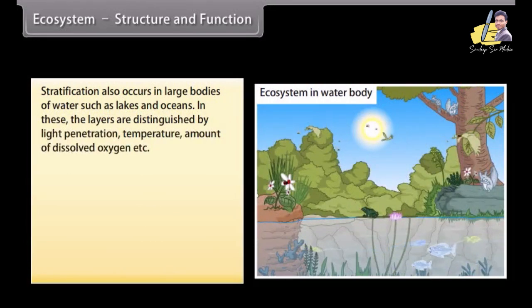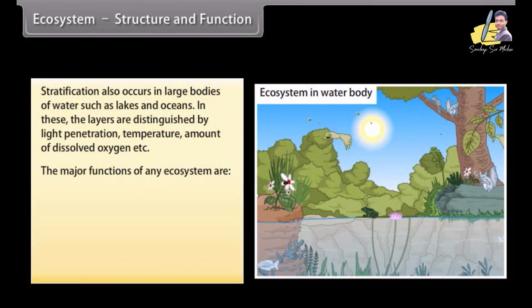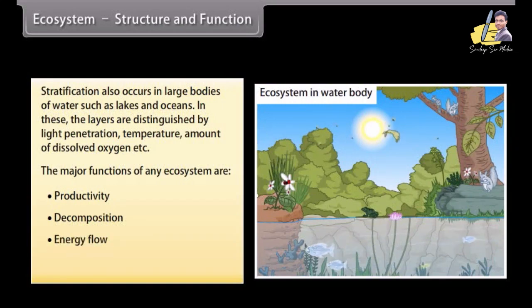Stratification also occurs in large bodies of water such as lakes and oceans. In these, the layers are distinguished by light penetration, temperature, amount of dissolved oxygen, etc. The major functions of an ecosystem are productivity, decomposition, energy flow, nutrient cycling.